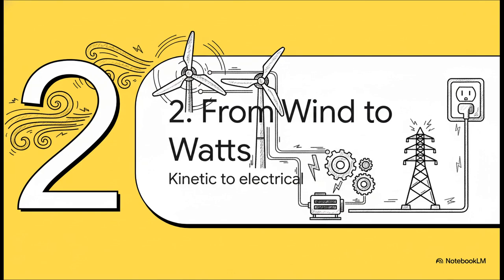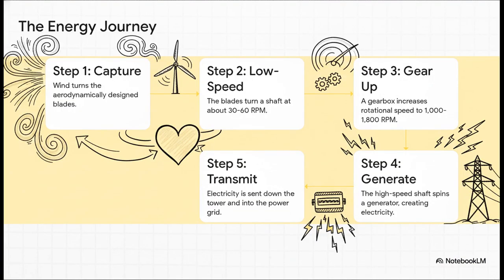Turn wind into watts. So now let's follow the energy, step by step, from a gust of wind all the way to the outlet in your wall. It's actually a really elegant 5-step process. So first, the wind's kinetic energy gets those huge aerodynamic blades moving. This spins a low-speed shaft. Think of it as this slow, powerful, steady rotation, maybe 30 to 60 times a minute. But that's way too slow for a generator.